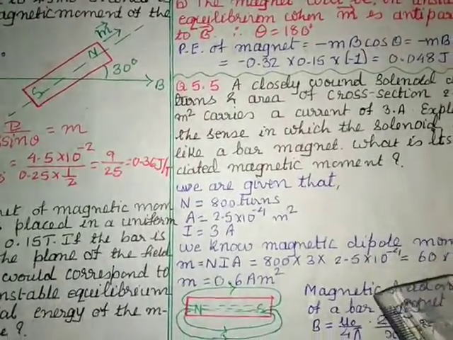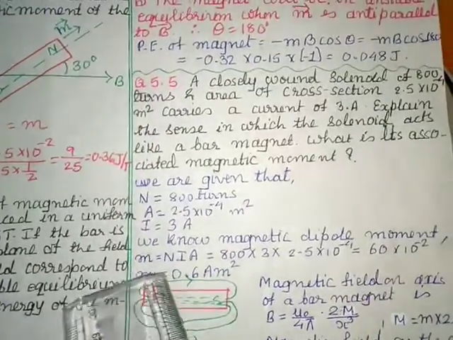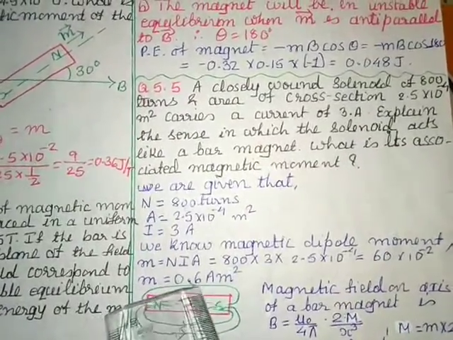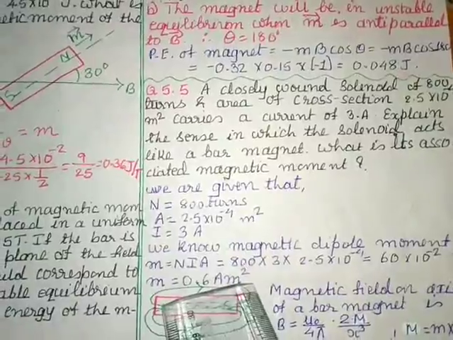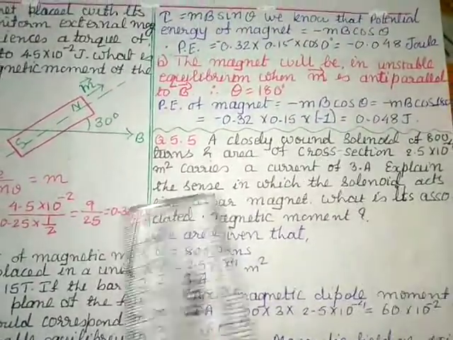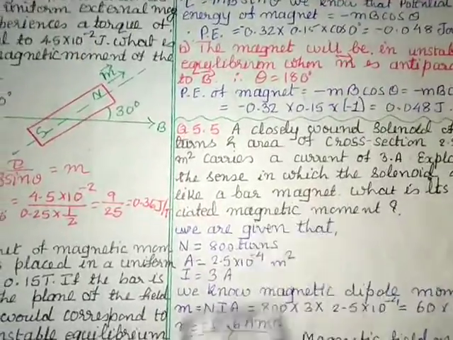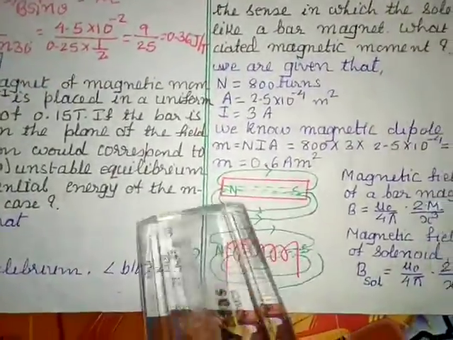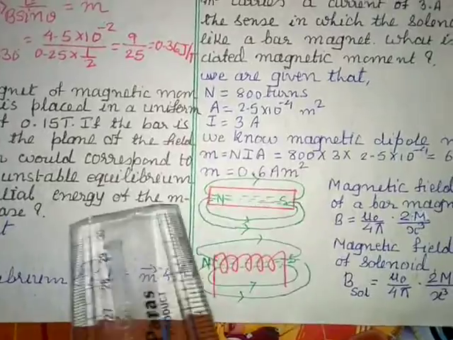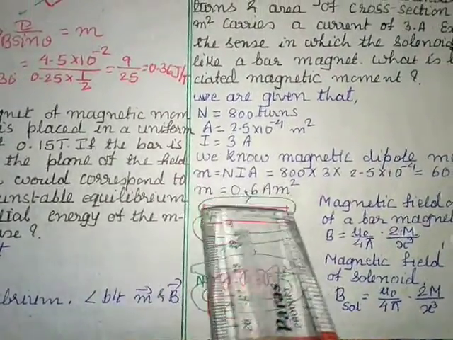Multiply, you get 60 into 10 to the power minus 2, which gives you M is equal to 0.6 ampere into meter square. They have asked us to explain the sense in which the solenoid acts like a bar magnet. So you can draw these two figures. You can see here is north pole, south pole. The field lines come out from the north, enter into south.